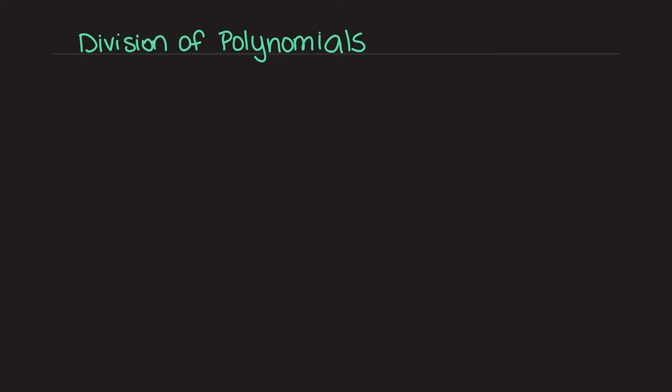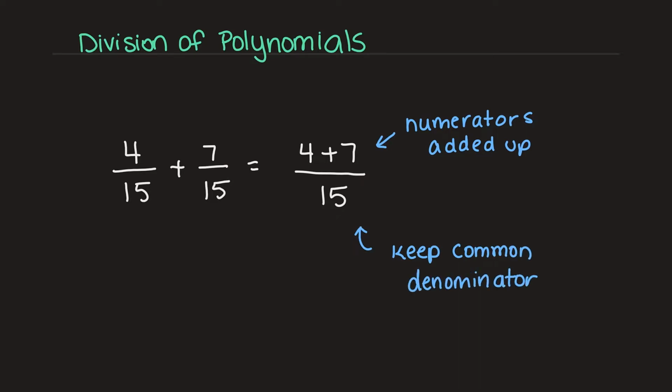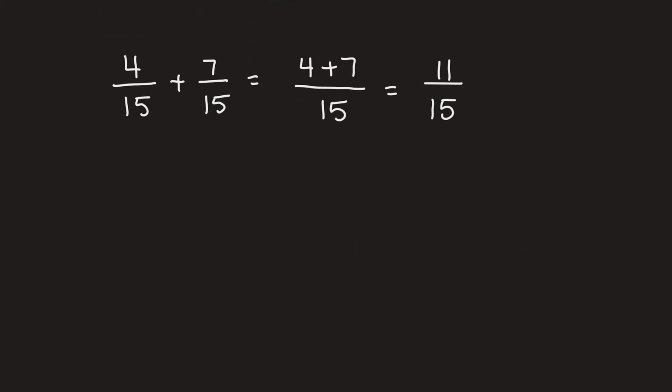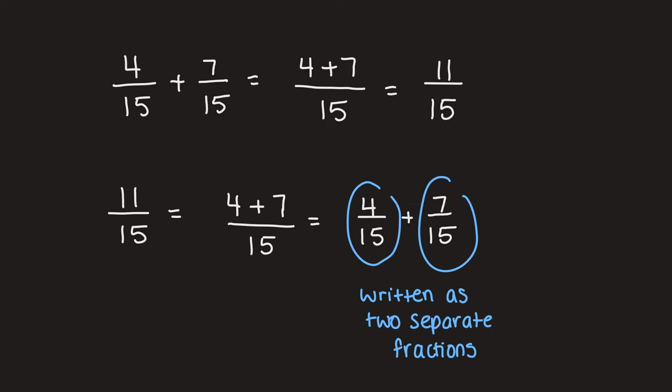Recall that when we add fractions with the same denominator, like 4 over 15 plus 7 over 15, this would just equal the numerators added up, so 4 plus 7, over the common denominator of 15. And this would equal 11 over 15. If we reverse the process and start with 11 over 15, which just means 11 divided by 15, we can write it as 11 over 15 equals 4 plus 7 over 15 equals 4 over 15 plus 7 over 15, where it is written as two separate fractions.